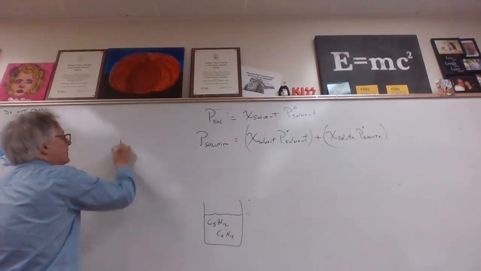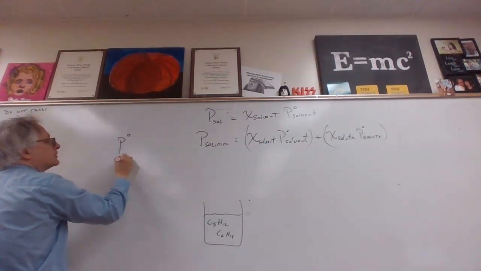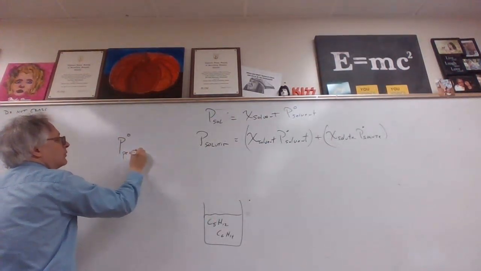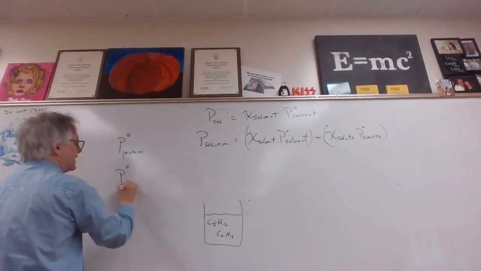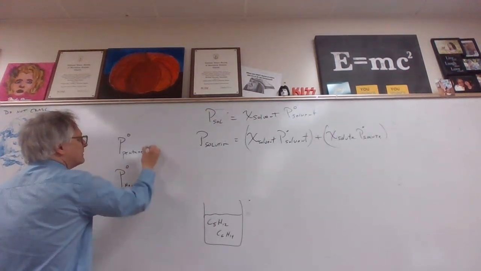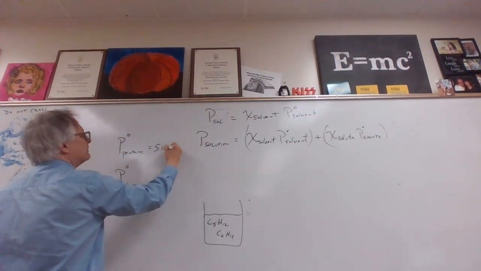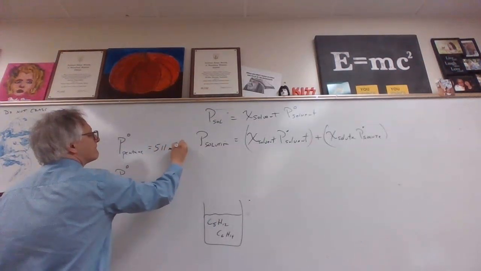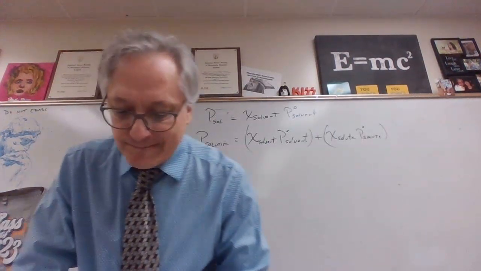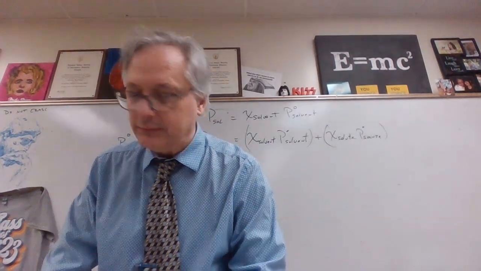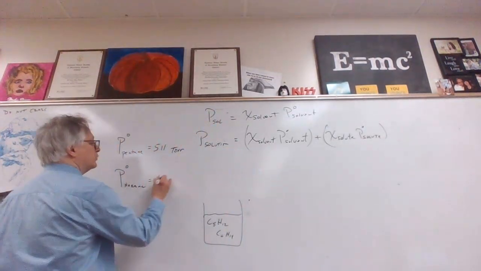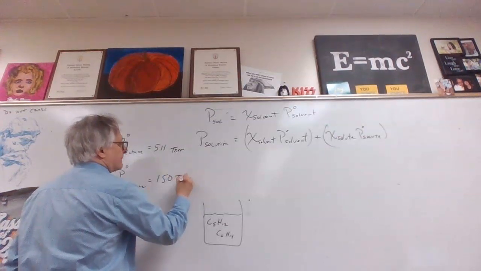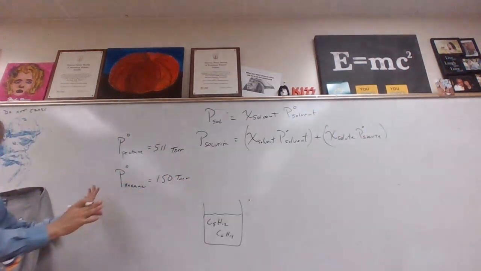First of all, we know the vapor pressure of pure, let's call this pentane. I always suggest writing down what you know, what you're given, and the vapor pressure of pure hexane. I think that pentane was 511 millimeters, was it? Is that what it said? 511, and hexane has 150 torr as its vapor pressure of pure hexane.